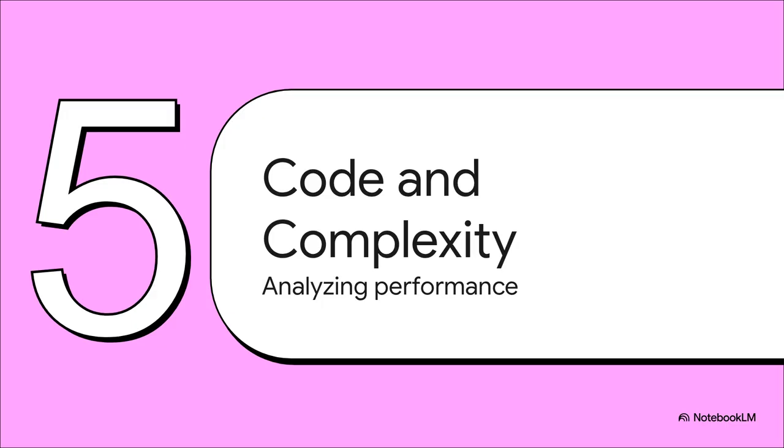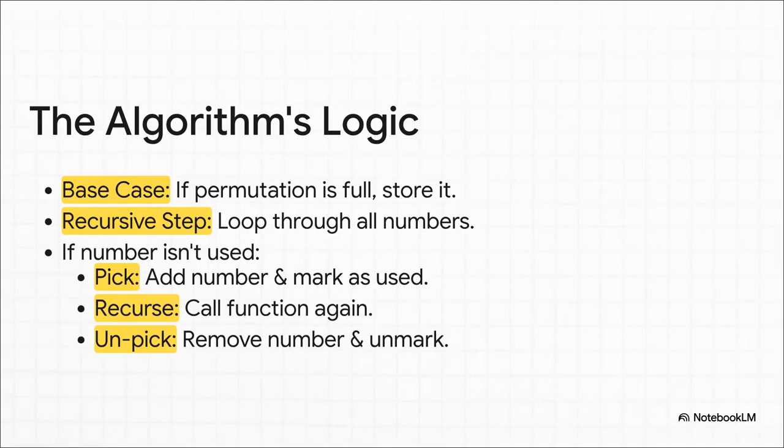Now that we have the core concept down, let's get a little more formal and talk about what this looks like in code and how efficient this strategy really is. So this is how our pick, recurse, unpick mantra actually translates into code logic. You always have a base case. That's your exit ramp. For us, if our temporary list is full, hey, we found a solution. We save it, and we're done with that path.